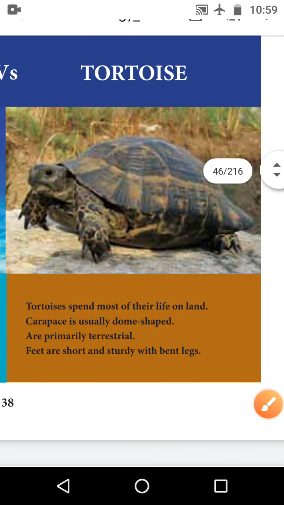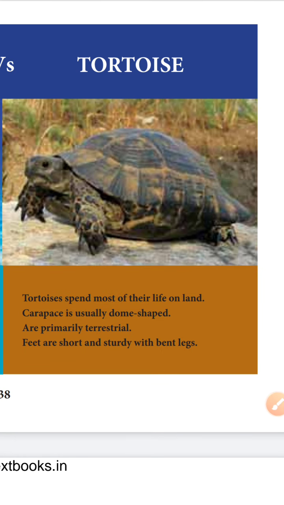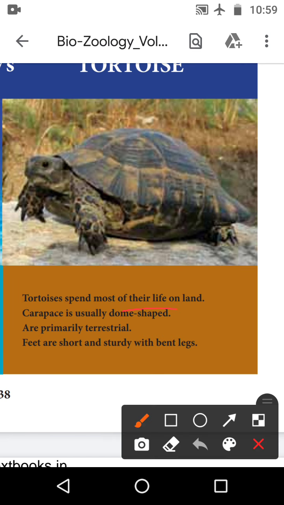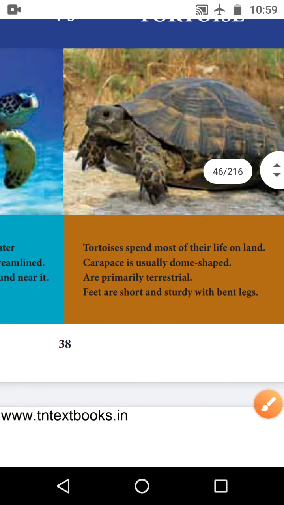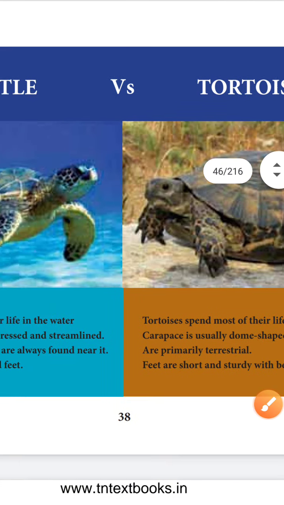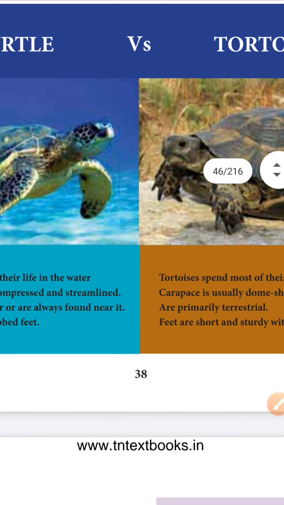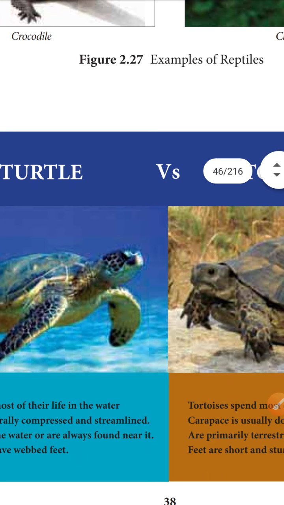Next, what is the tortoise difference? The tortoise spends most of its life on land. The carapace is usually dome shaped. It is primarily a terrestrial animal with short, bent legs. This is the tortoise. It is very beautiful, with its outer layer. Okay, this is the study about reptiles. You finish only this.